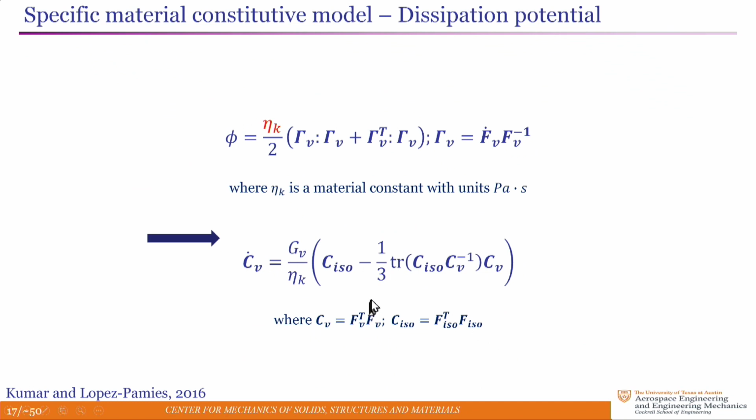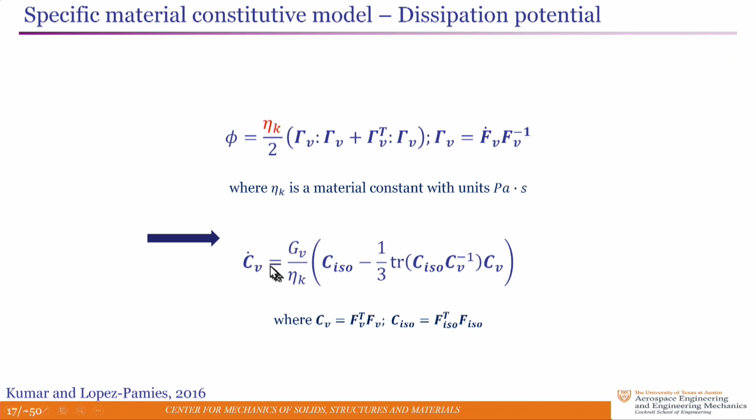The dissipation potential has a particular form. It's derived from a velocity-dependent function, but it has one material constant that defines it. This is the viscosity of the branch. And so the ratio of the viscosity of the dashpot side of the branch and the shear modulus of that same branch gives you a time constant. This is the viscous time constant of the spring-dashpot model.